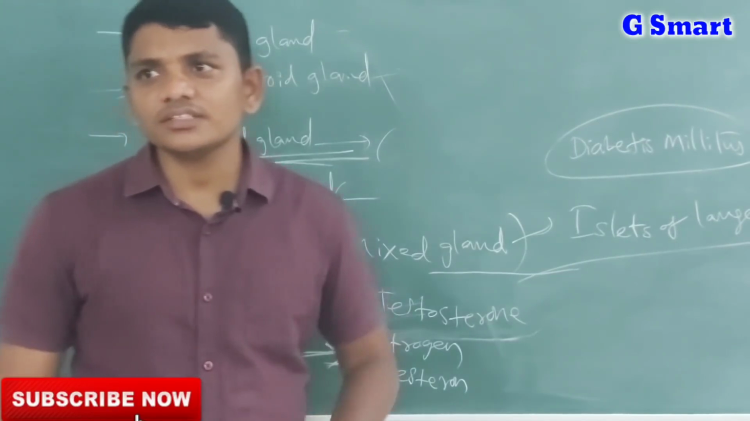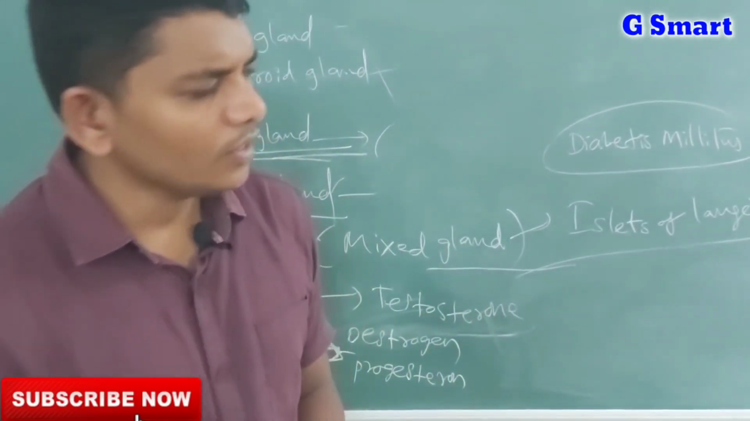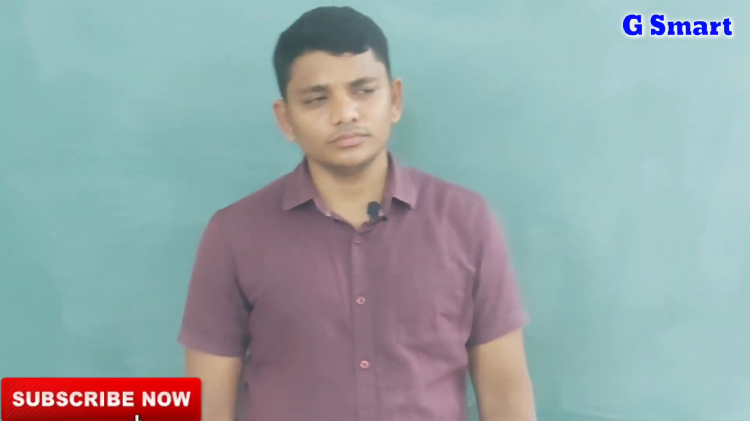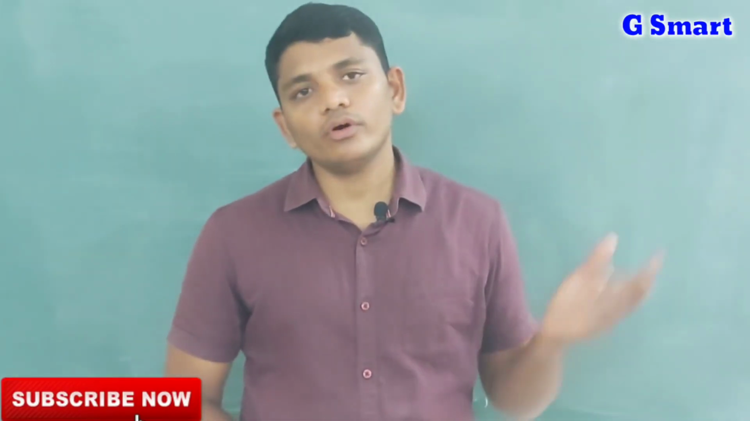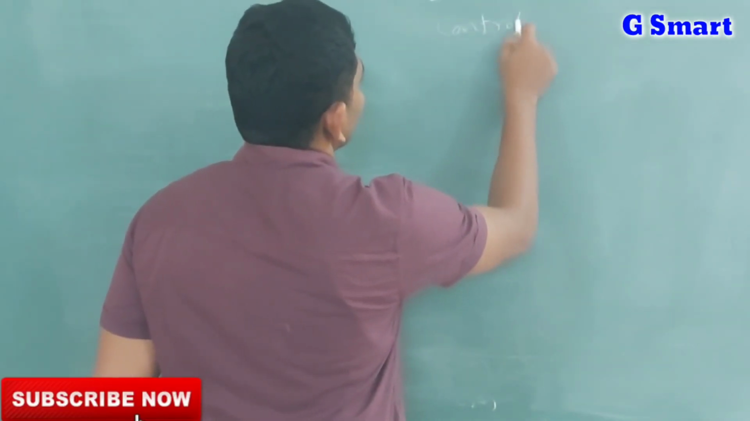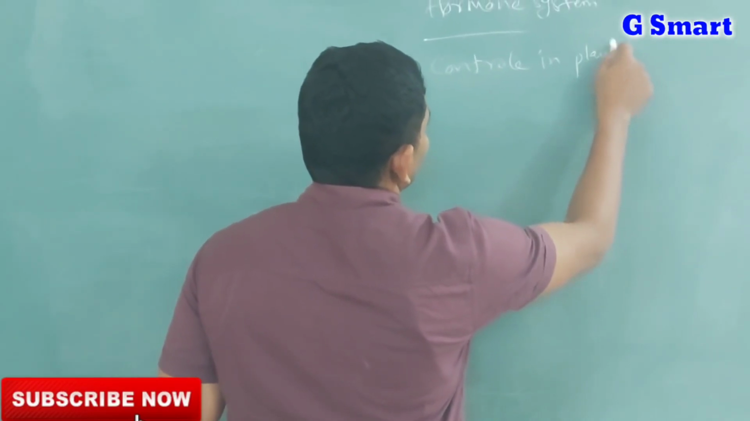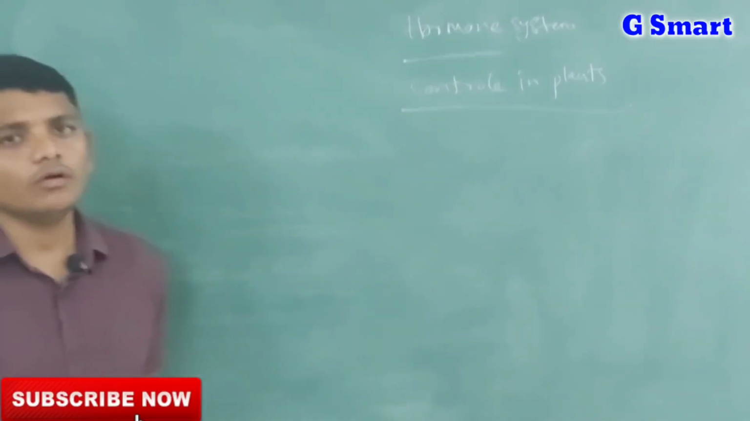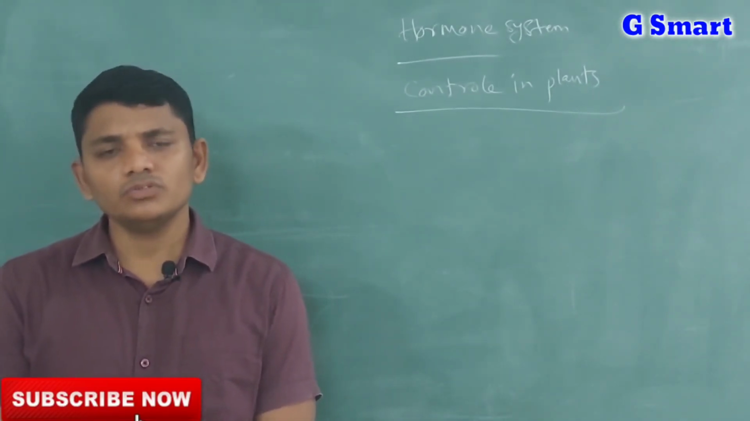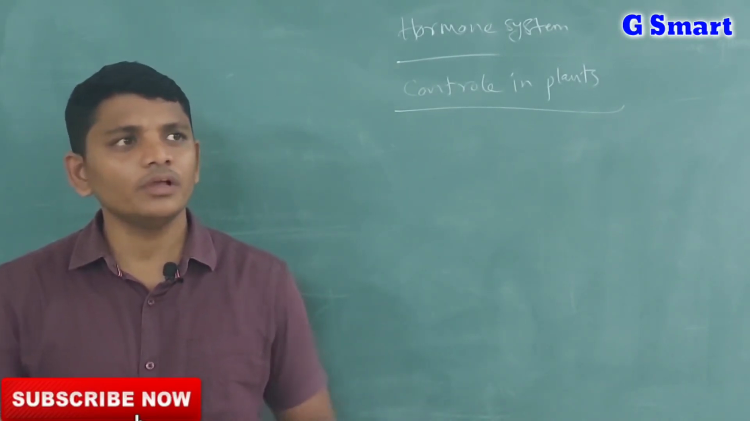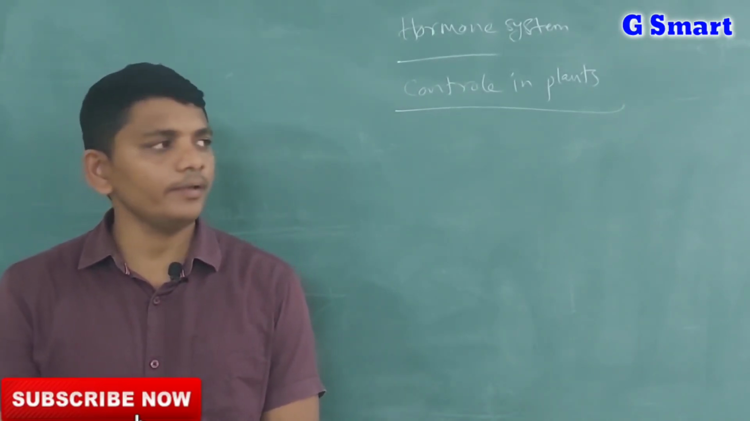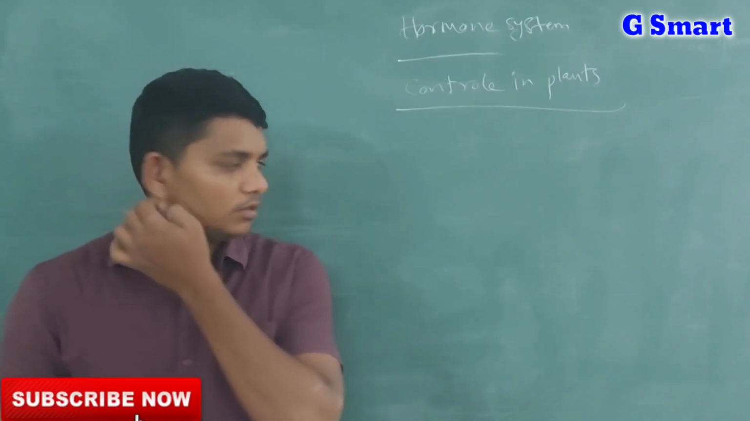Let us discuss control and coordination in plants. Plants also release some hormone-like materials, so they are also called hormones. They are called plant hormones. Plants also release plant hormones. These are chemical materials released by the plants. Let us discuss them one by one.